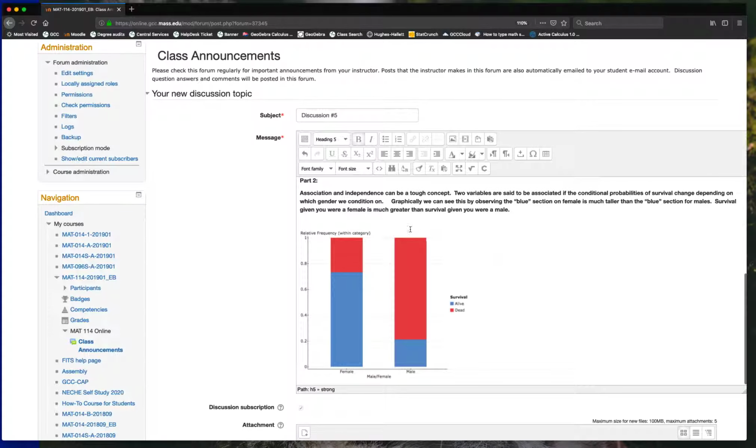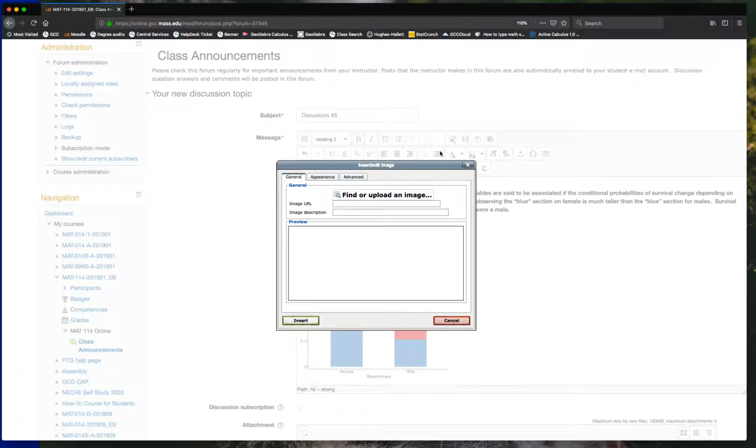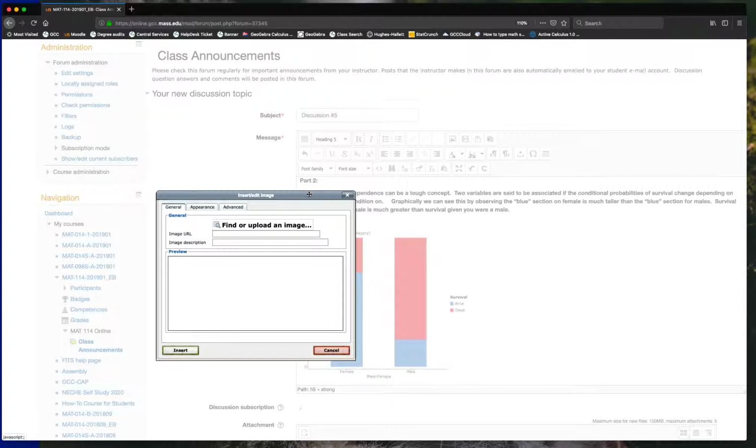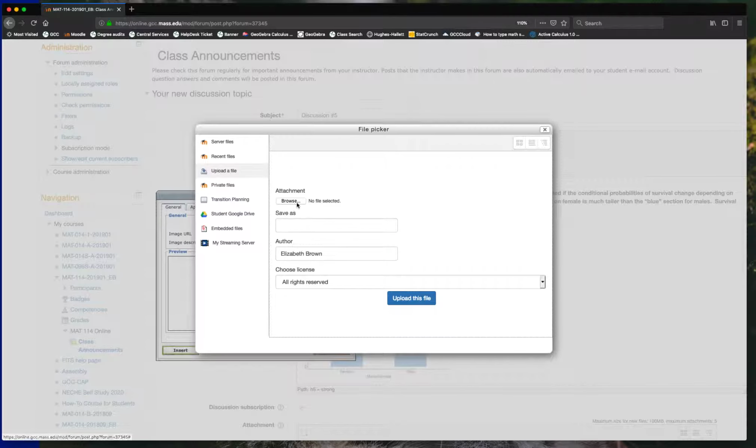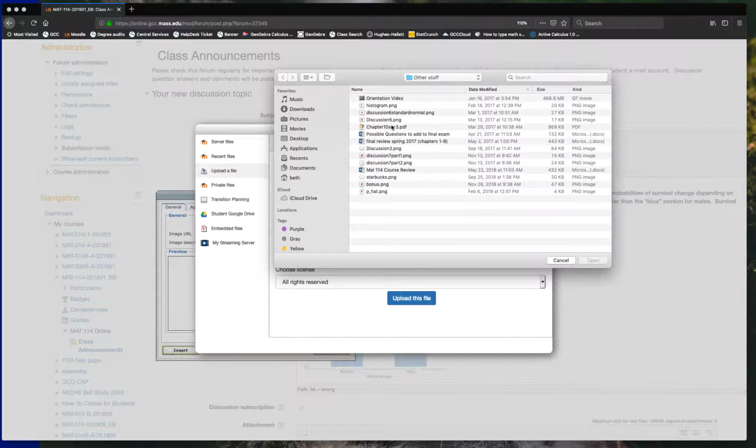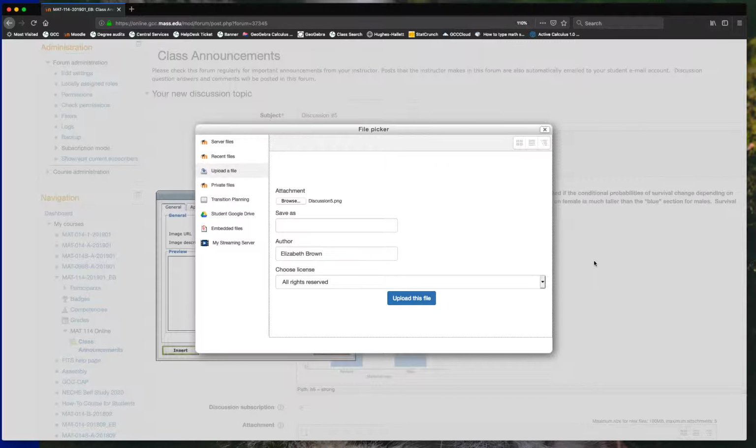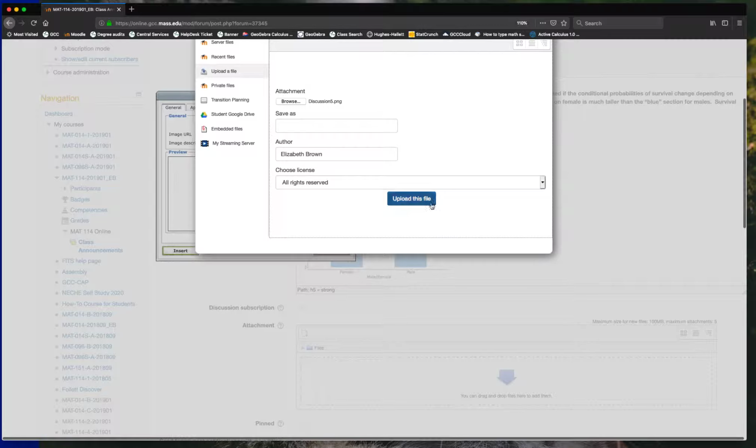If you ever want to post a graph in your response, the way to do that is to click this little icon. And before you even post it, you'll have had to have saved your graph somewhere. So you create it in StatCrunch, save it, and then you can upload it. And I have graphs that I like to upload, so you pick the one you want. This is my discussion 5 graph.